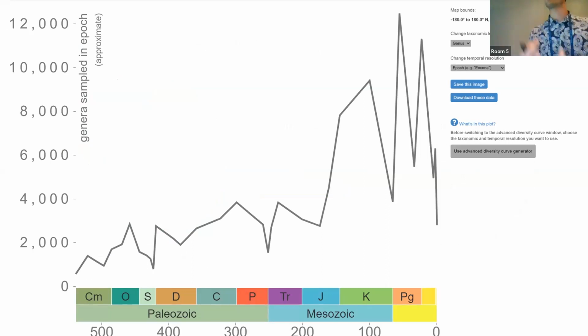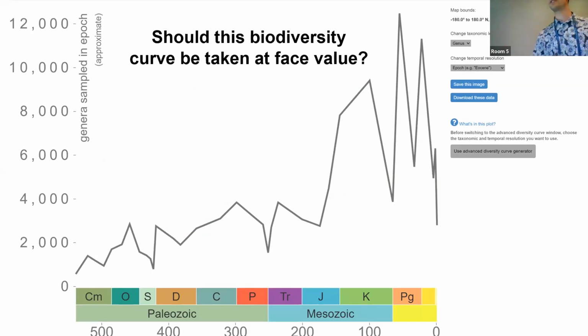And again, some of the interpretive power of it is we can take the number of fossil occurrences, the number of those names at the generic level. So if you're familiar with taxonomy, we're looking at genera in this case, and we can look at just counts of how many genera there are through geologic time. However, the question I have for you: should this biodiversity curve be taken at face value for this data set?